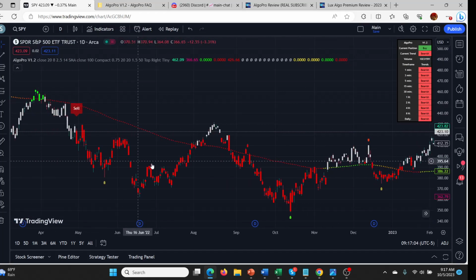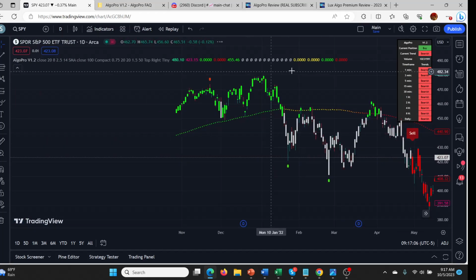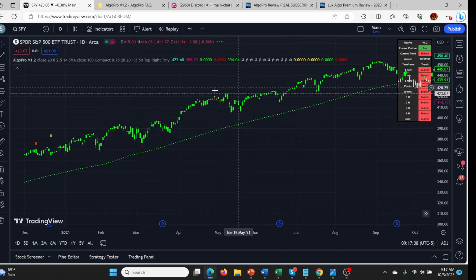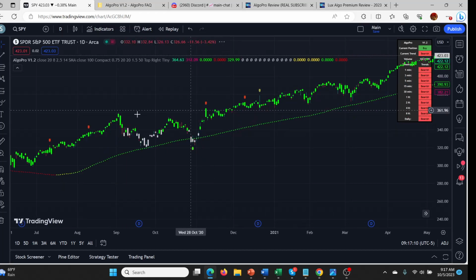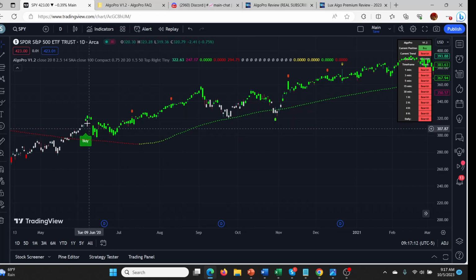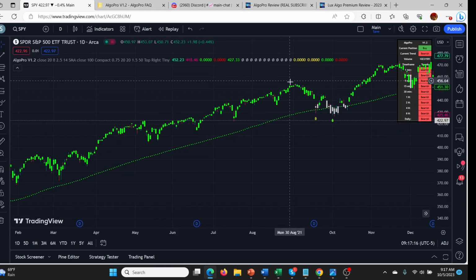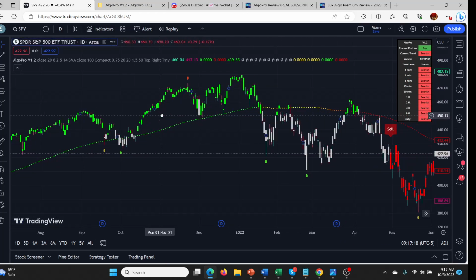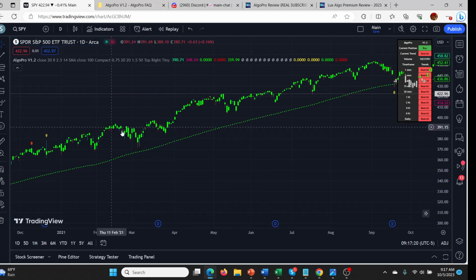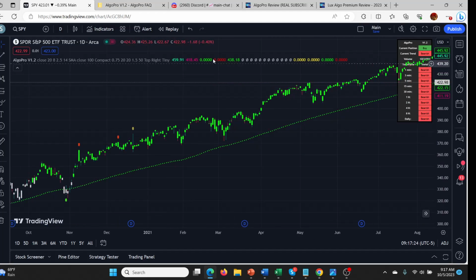This sell would work pretty nicely. This is a good one, I think. This will be a long green signal, yeah. So you buy here, and then just hold this all the way up here. Pretty nice, right?